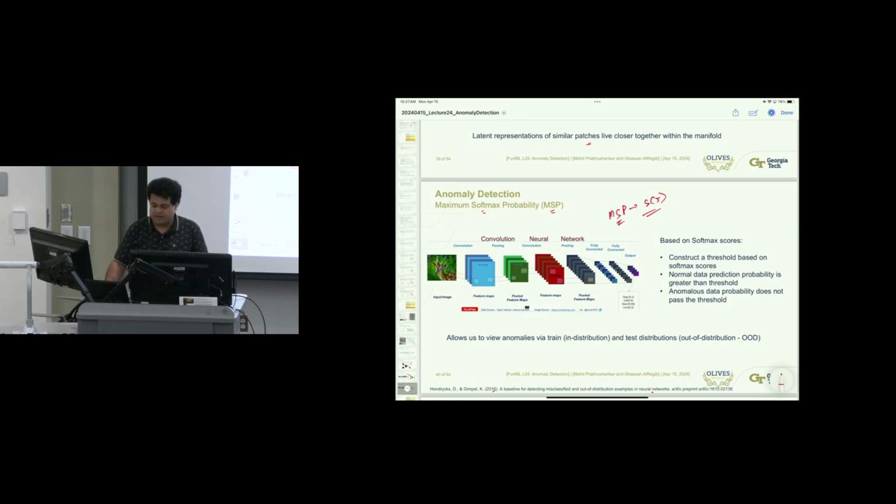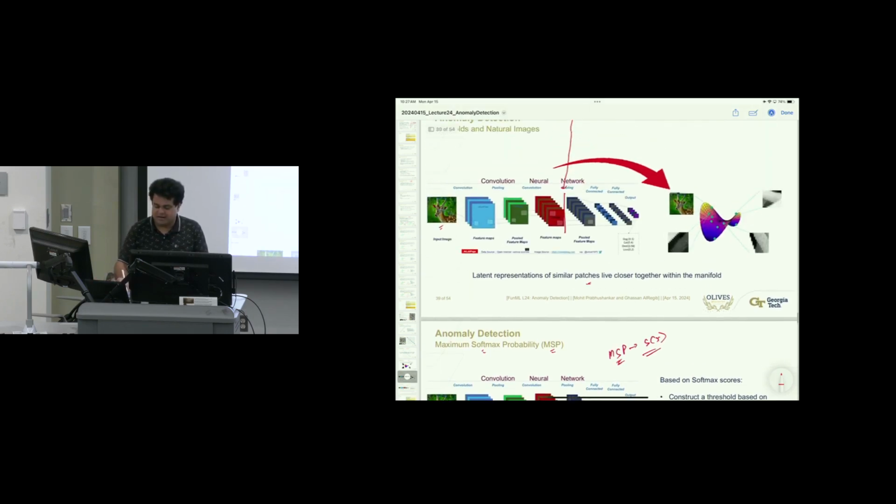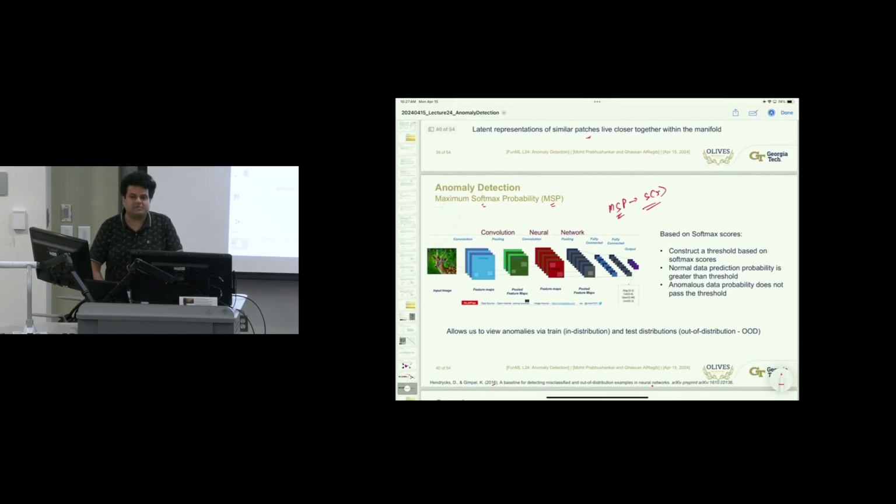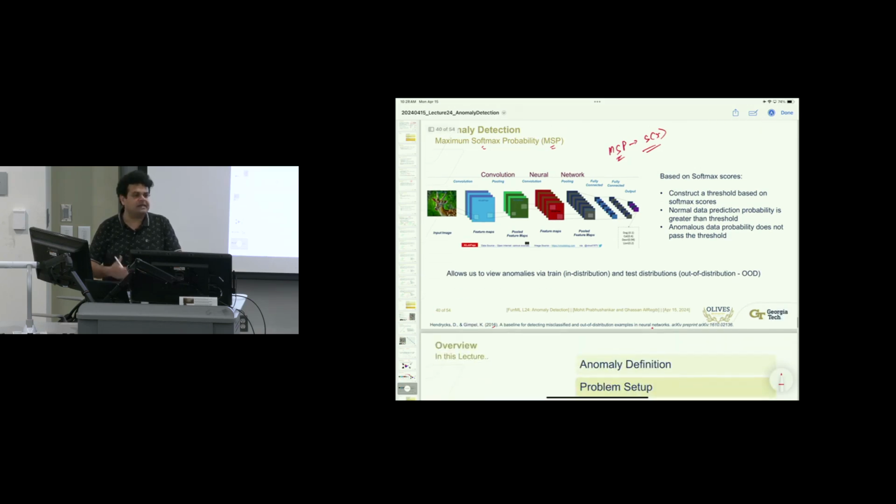Of course, there are better methods that are based on these latent representations, but it's quite beyond the scope of this class. So the simplest method is MSP, which is maximum softmax probability. And using that, you can say this is the simplest statistic. If it's greater than something, then it's a normal image. If it's less than something, then it is unfortunately an anomaly.